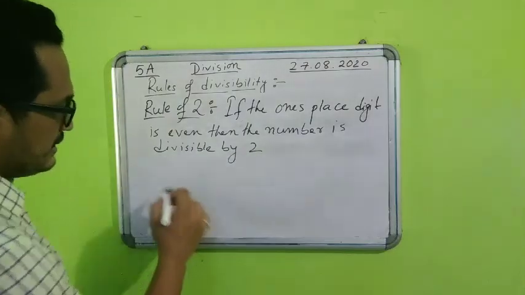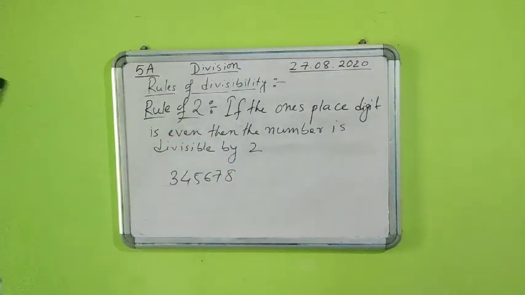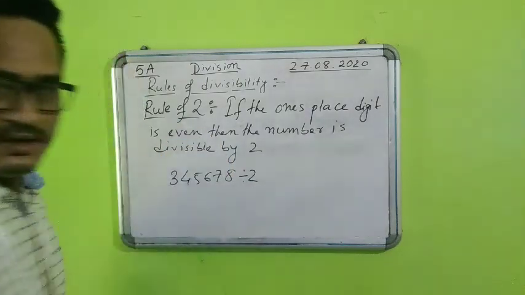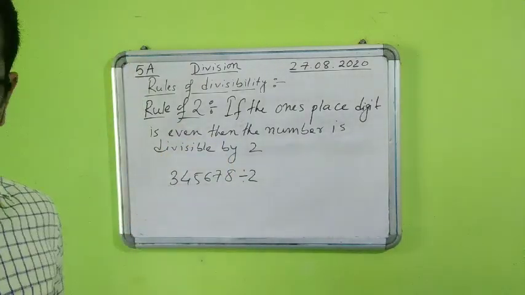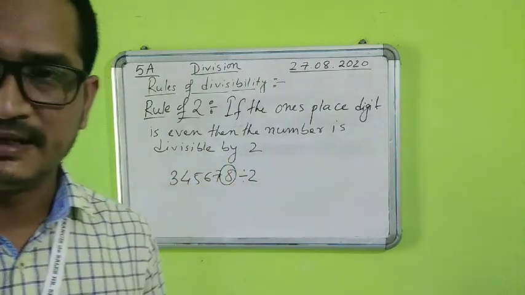So let us take any number, 3, 4, 5, 6, 7, 8. Suppose this is a large number, and I am going to divide it by 2. Whether it will be divisible by 2 or not, it will be. Why? Because the last digit is what? The last digit is an even digit, that is 8.